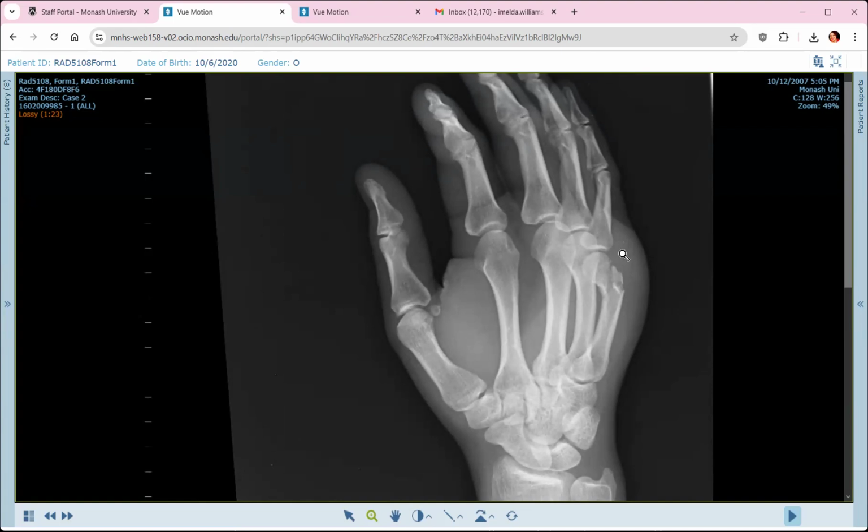So your overall comment would then be there's a comminuted fracture at the neck of the 5th metacarpal with volar angulation and significant soft tissue swelling. And then you could mention that there's also a Boxer's fracture.